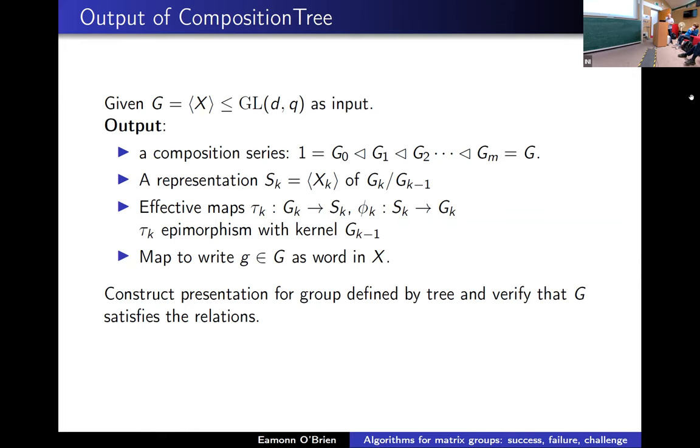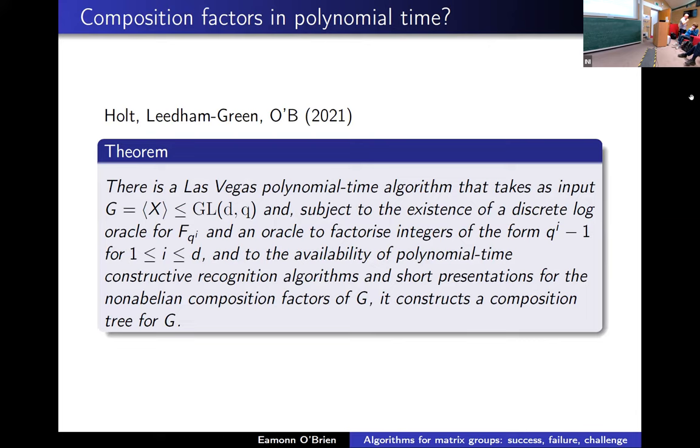Okay, so the construction of the tree is Las Vegas, and one very nice outcome from very recently is the fact that we've managed to prove that, subject to the qualifiers here, you can construct such a composition tree in polynomial time. By constructing that, I really mean we're constructing the composition factors. Note, there are various things. You have to have the availability of polynomial time constructive recognition algorithms. You need short presentations. You've got the short presentation now for everything. All that's left to give you absolute polynomial time is for somebody to solve the few problems that I mentioned earlier, the little trivial problems which are left over for the exceptional groups.